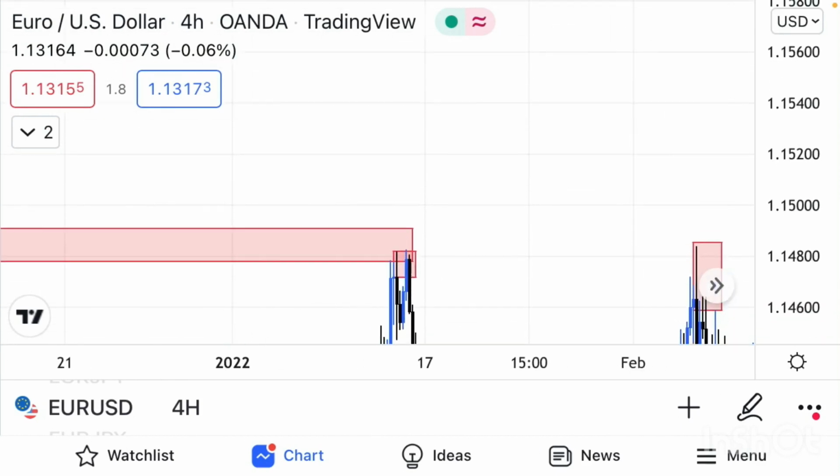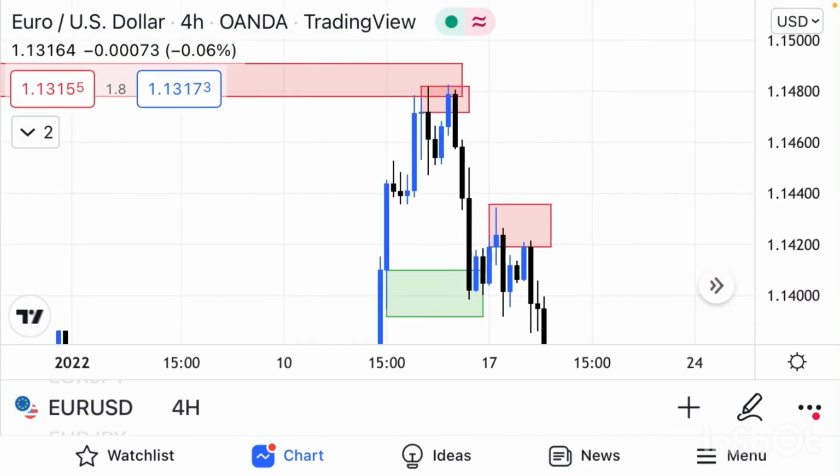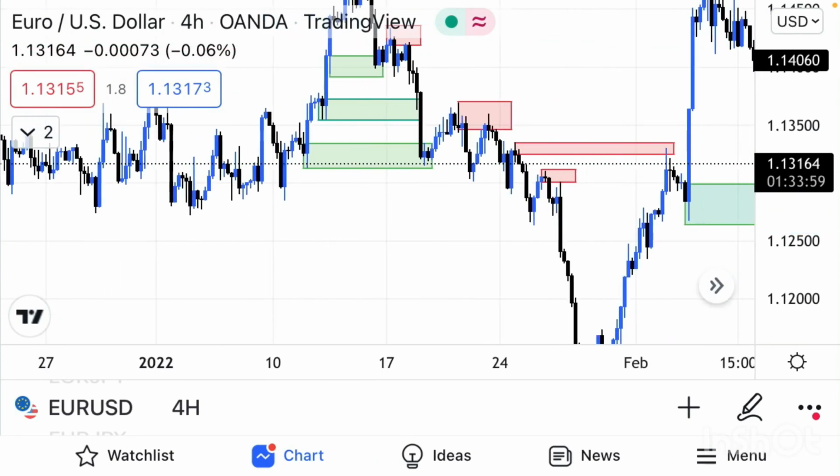To come into the zone. You can see immediately price came into the zone and tapped. We had this huge drop.